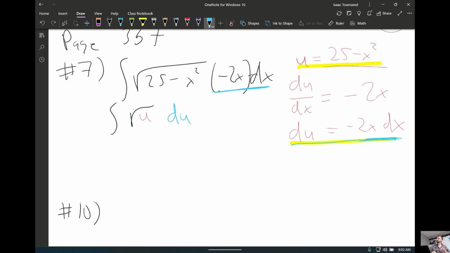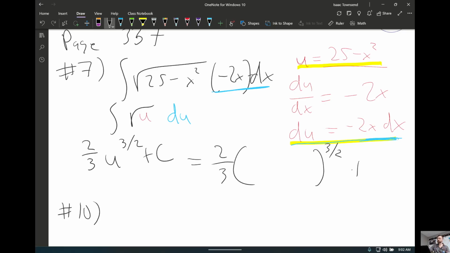So to finish this question, we just need to integrate how we've been doing and then replace u with the x stuff. So raise the power by 1, divide by the new power, slap a plus c onto it, and don't leave u in your answer. Put what u is equal to.